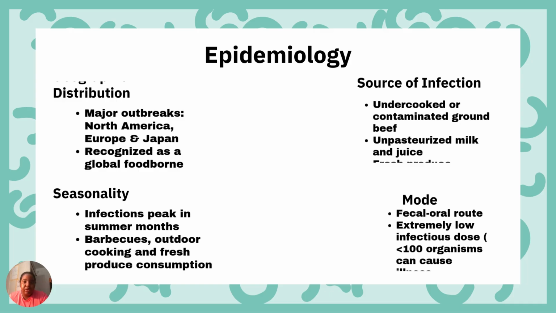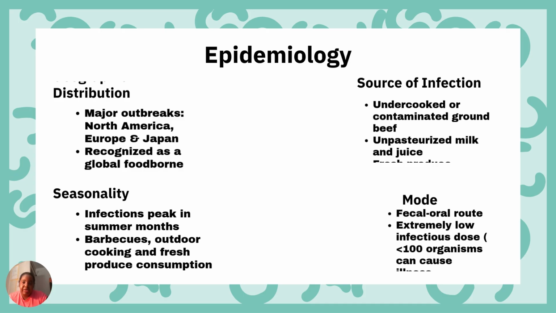So, E. coli spreads easily with a very low infection dose. It spreads based upon geographical distribution. Many large-scale outbreaks have occurred in the United States, Canada, several European countries, and Japan. This shows that the pathogen is not limited to one region, but is a global public health concern.